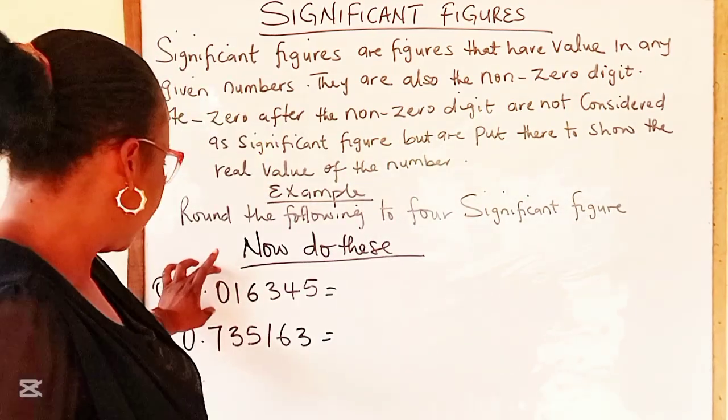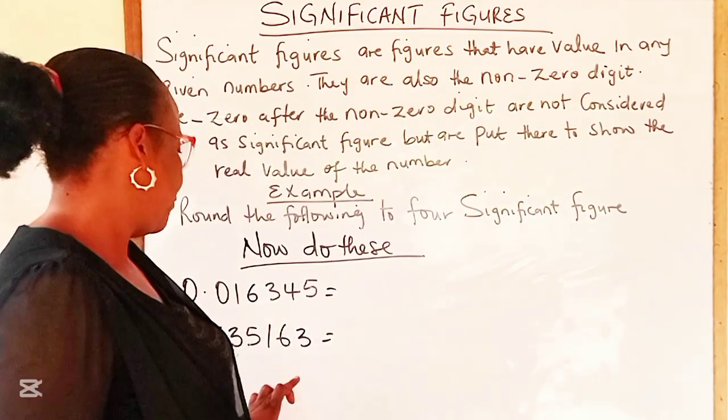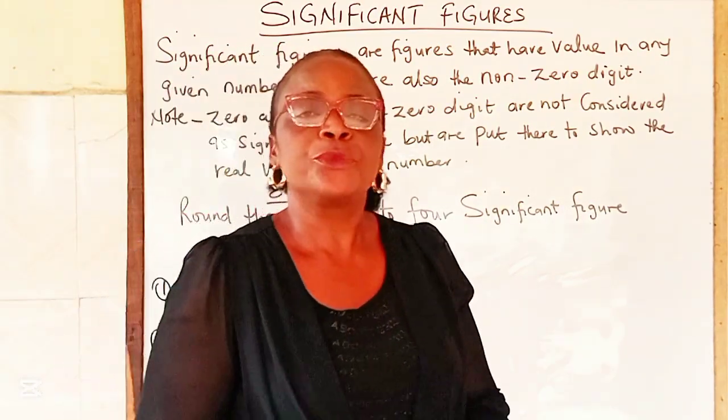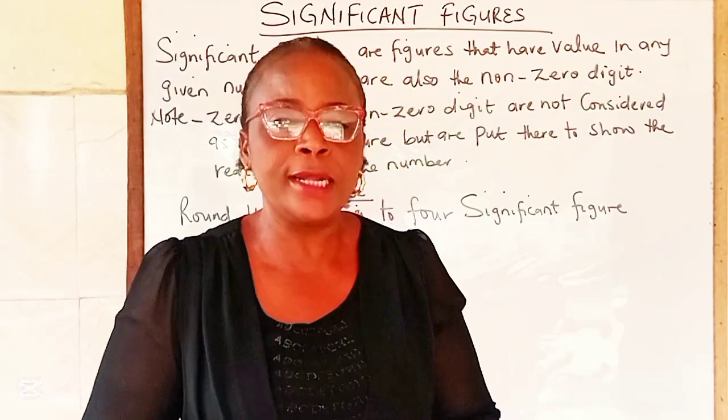Now do this. Round these numbers to 4 significant figures. Submit it in the comment section. I believe you understand my lesson very well.